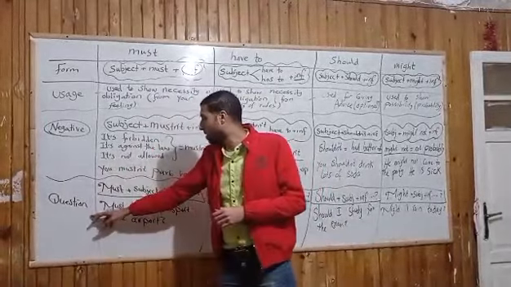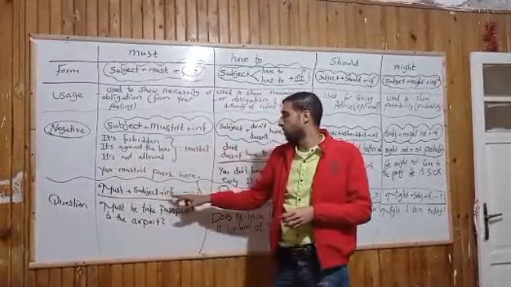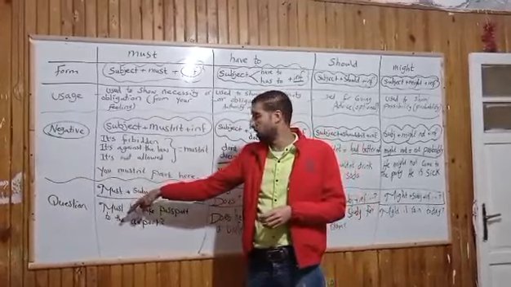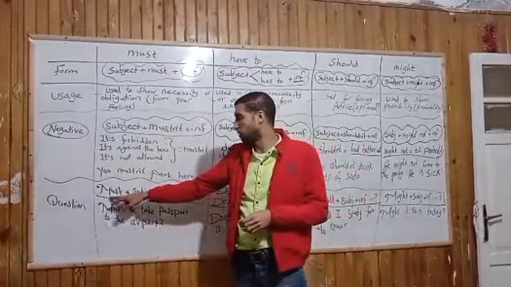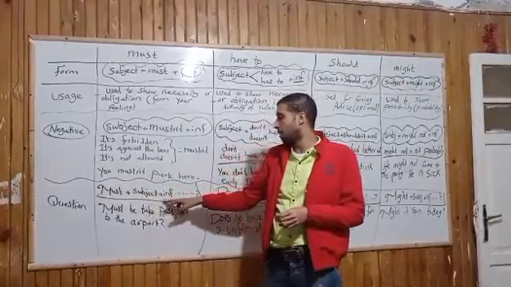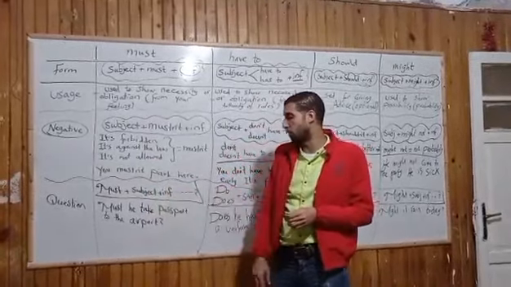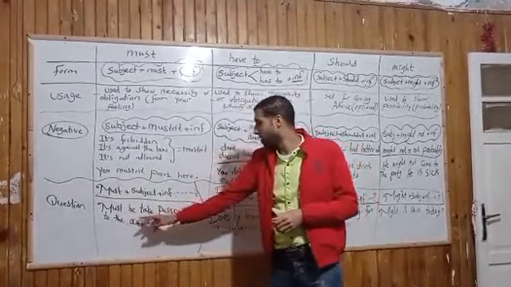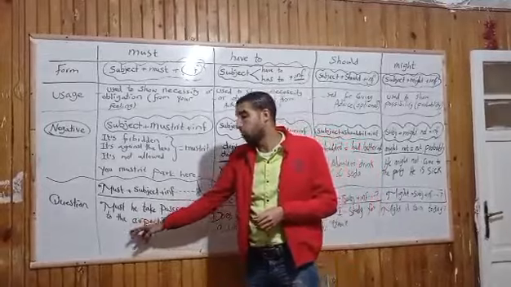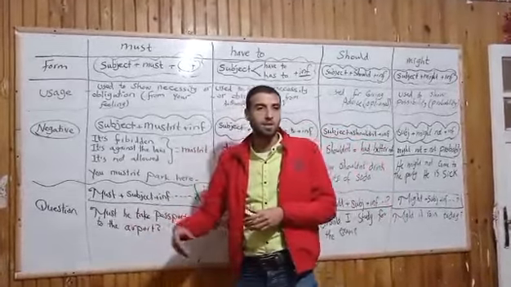In order to make a question, we use must plus the subject plus the verb infinitive. So we apply the scissors rule. We start with must first, and then we use the subject, and then we use the verb infinitive or the base form of the verb. Look at this question. Must he take a passport to the airport? So the answer is yes or no.